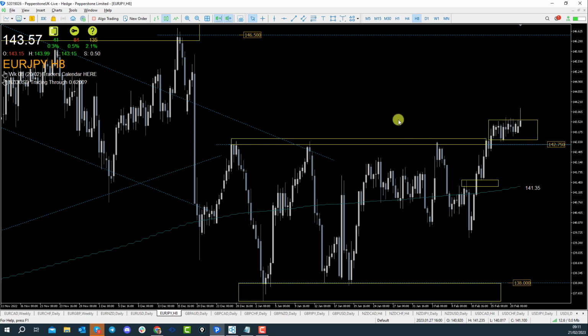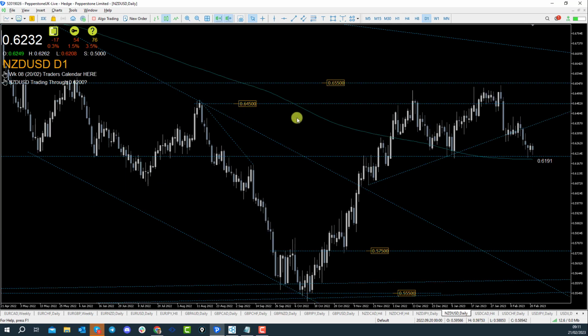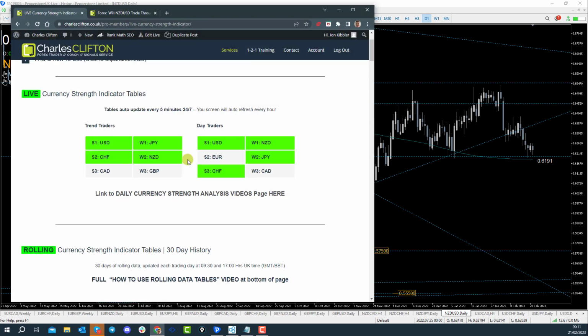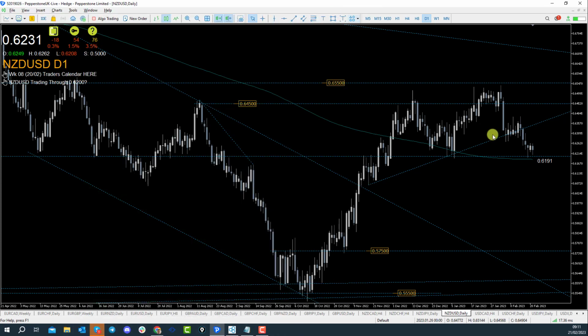If I just go back to Kiwi US dollar, we mentioned Kiwi US dollar yesterday. We were looking for price to come back down to around about the 0.62 handle or the previous lows. We were looking to see if we'd get that sort of double bottom pattern around about the 0.62, or we'd see price trade through the 0.62 handle and move back to the downside. So we're looking to see how price reacts in and around here. If I just take this down, we can see price has come back down into that level.